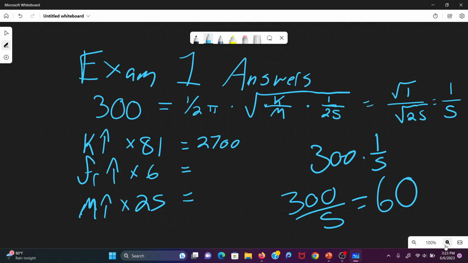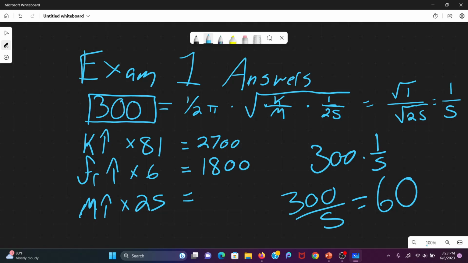This one was a little tricky for some people. I think it's just because you were just thinking about the process. This is resonant frequency. So the answer to this one is 1800. And this one I think was the trickiest for everybody.